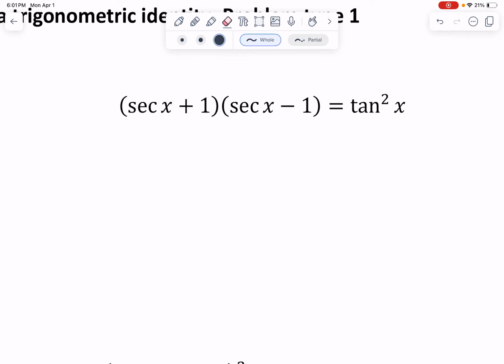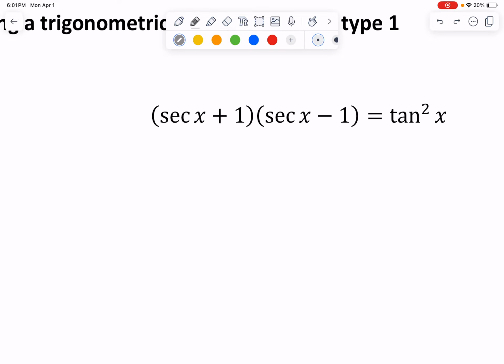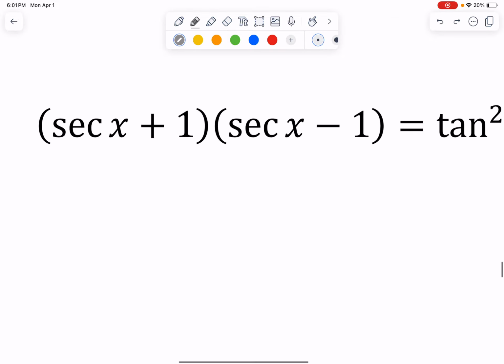Whenever you are proving something, start from the left-hand side, work, and make that look exactly the same as what's sitting on the right side. So don't work with tangent squared x. That's where we want to get to, okay? So I'm going to start on the left-hand side, and let's see what we can do about this.